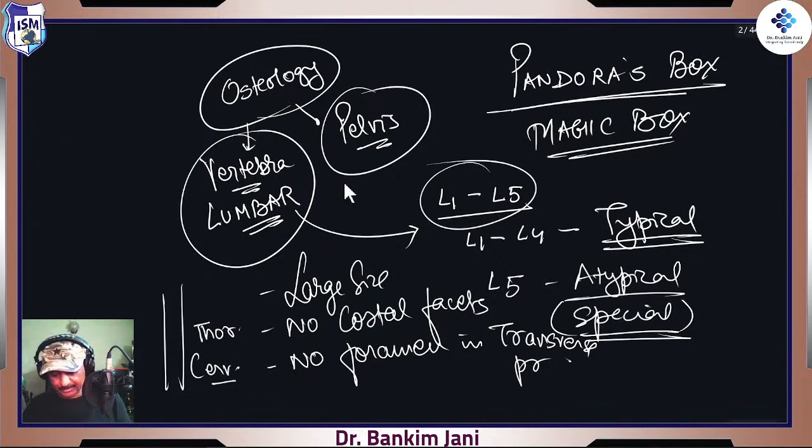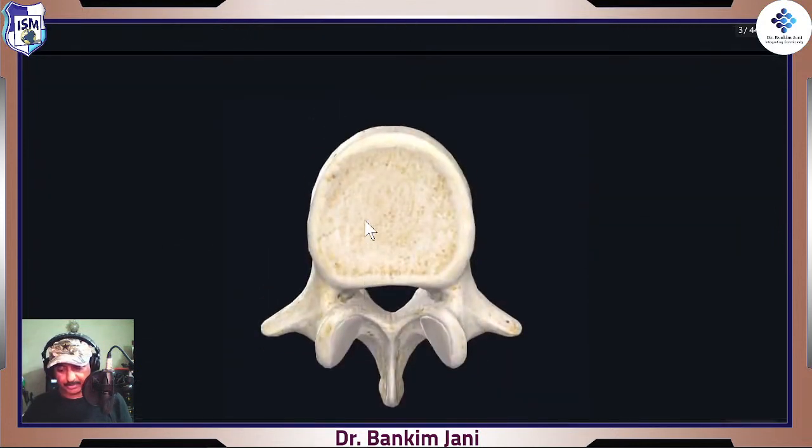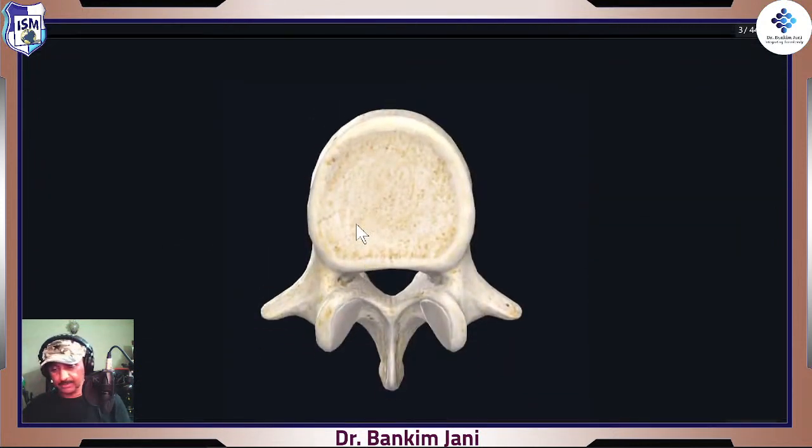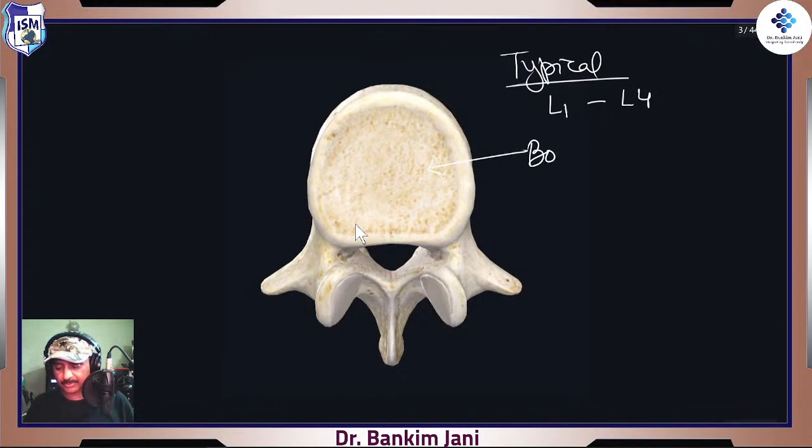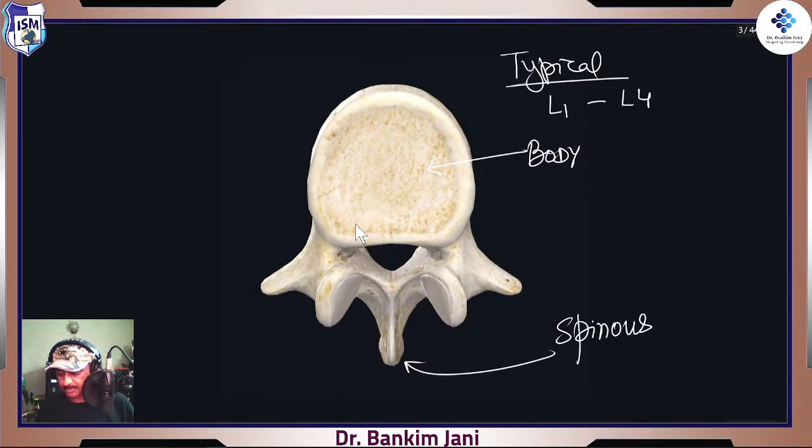First, let's see the typical vertebra. When I say typical, we are dealing with L1 to L4, because L5 is atypical. So without any special introduction, this is the body, which is easy. This is what is called the spinous process, or the spine. You can also call it the spine.